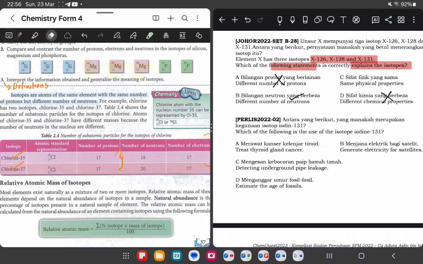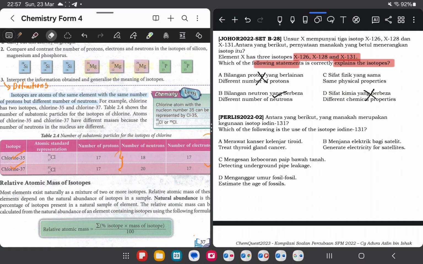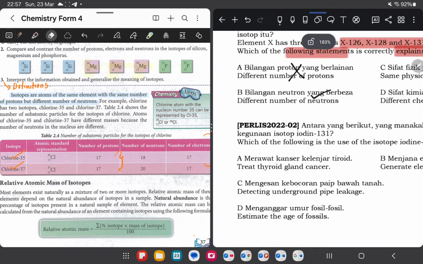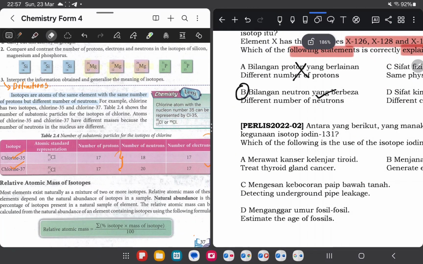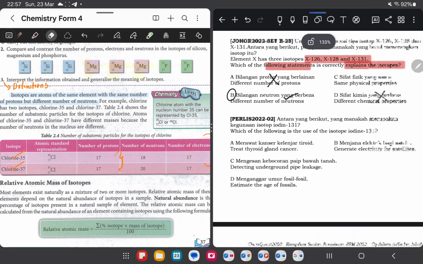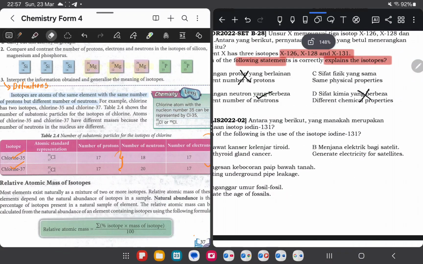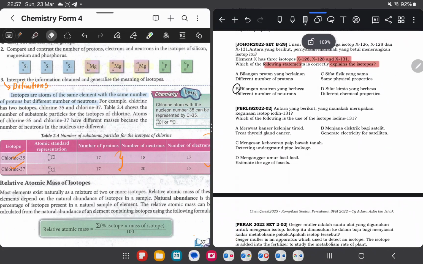So the answer is, yes, the correct answer is B. You can't say the correct answer is C, because isotopes are only the same in terms of chemical properties. Their chemical property is the same, yes, I agree, but physical property is always different. Why is physical property always different? Because physical property depends on the number of neutrons. You have a different number of neutrons based on your definition, so for sure the physical property is different.